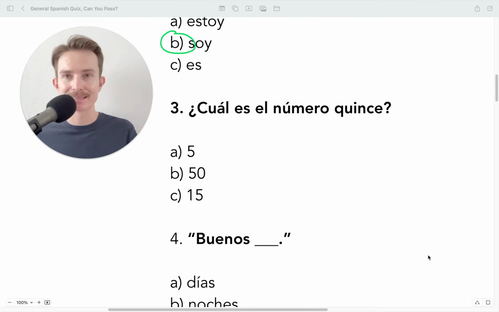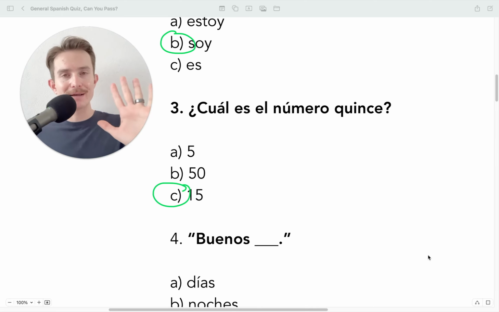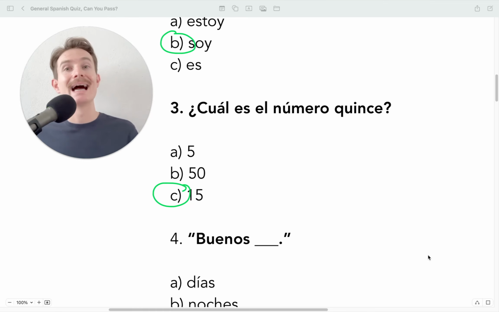Okay? Número 3. ¿Cuál es el número 15? In this case, número 15 is going to be 15. 5 is cinco. 50 is cincuenta. And 15 would be quince.